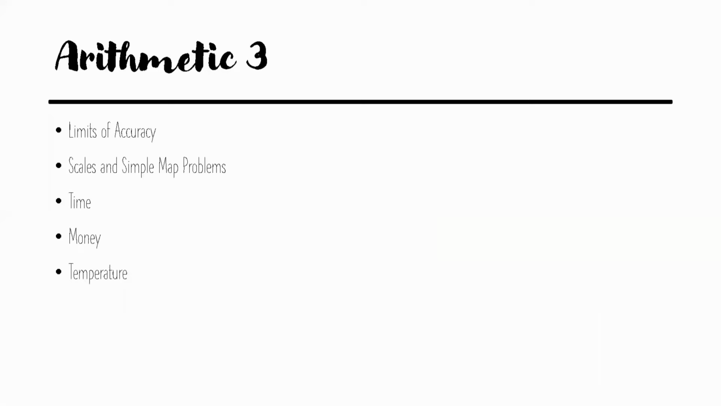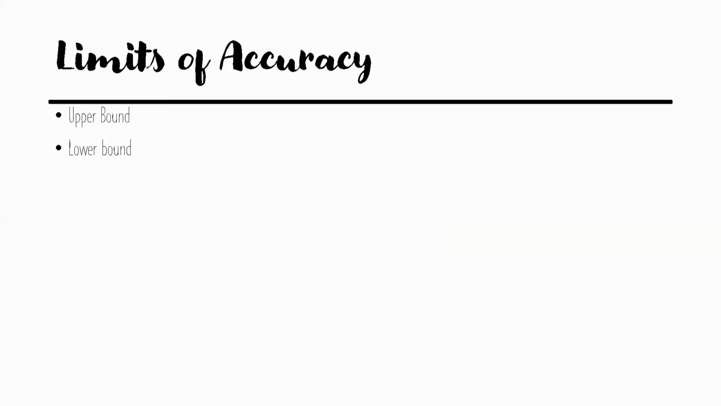Arithmetic 3. It includes limits of accuracy, scales and simple math problems, time, money, and temperature. So the limits of accuracy include upper bound and lower bound. What is the upper bound?